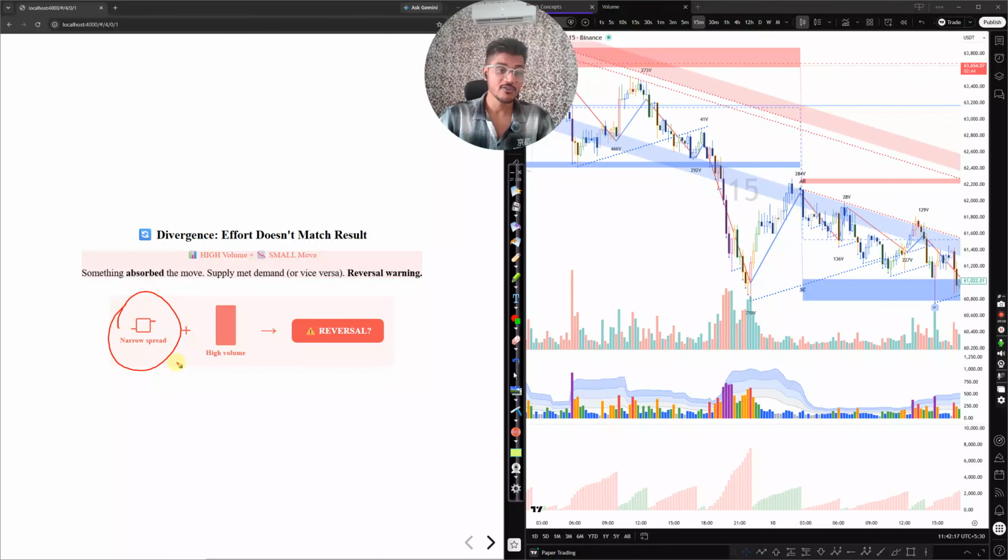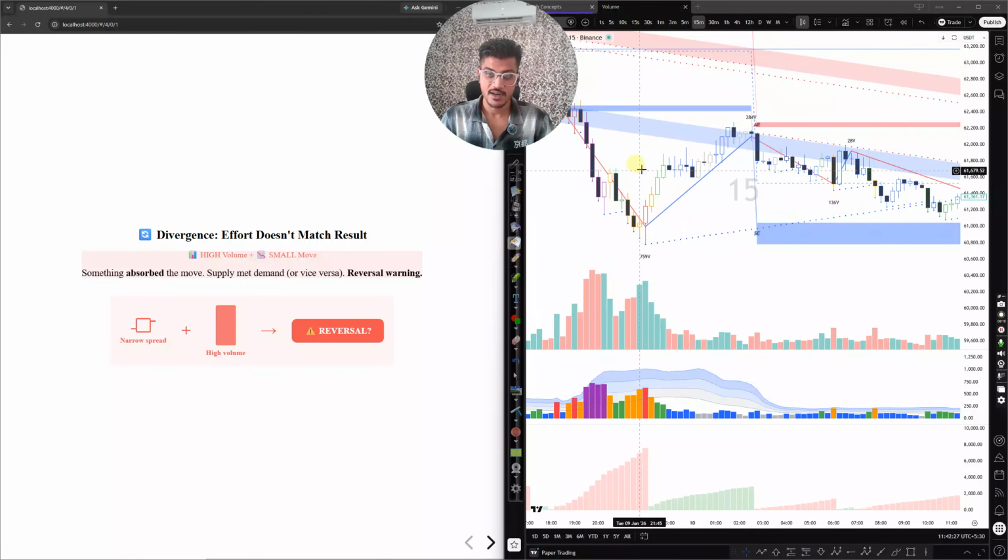You will see a narrow spread but very high volume. Around here, see this candle, just observe this one. If you notice, this is a very small candle, but the volume is very big here. You see?